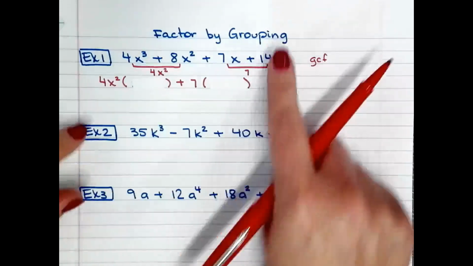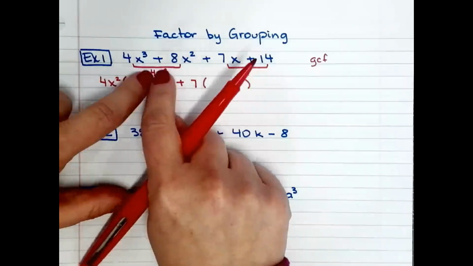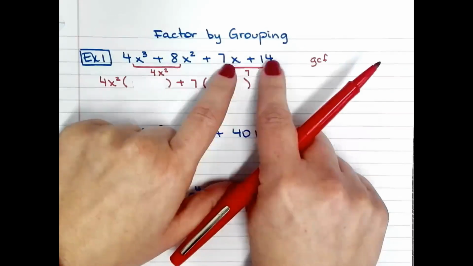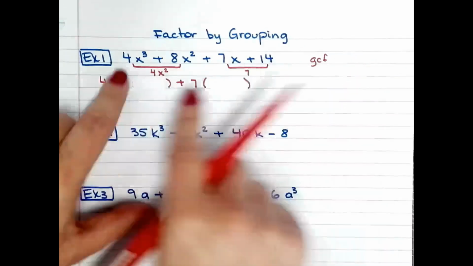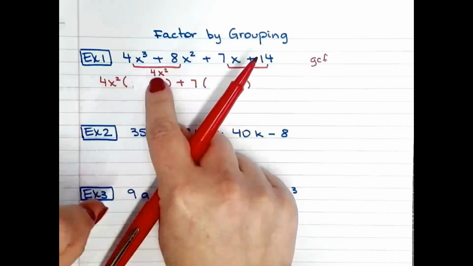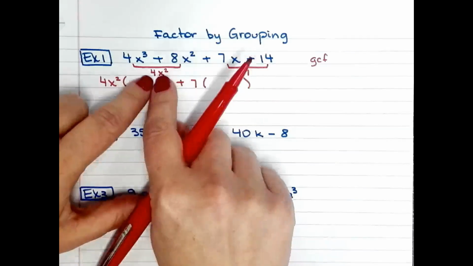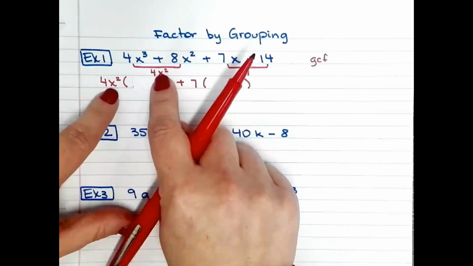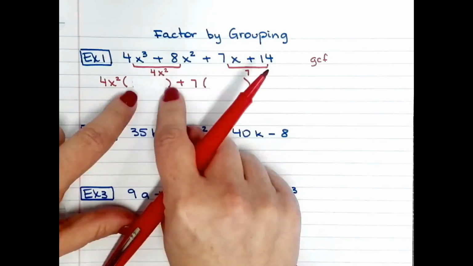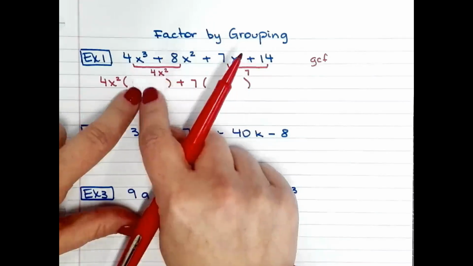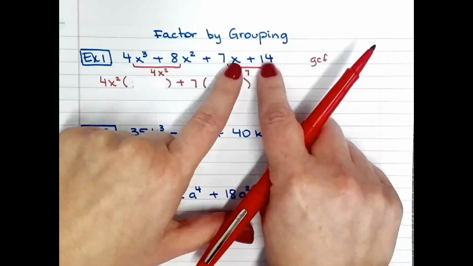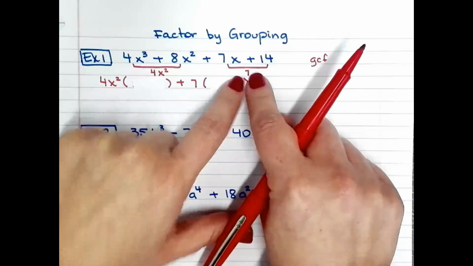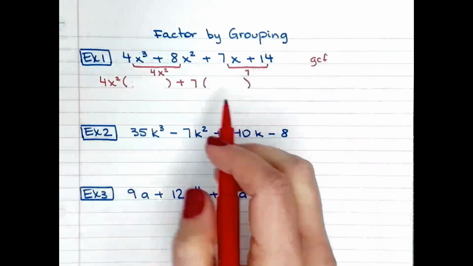Now, the grouping part, you're going to group these two together and find the GCF. And then you're going to find the GCF after grouping these two together. Okay? So the GCF for the first two is going to be 4x squared, because I can divide them both by 4x squared and still get a whole number. So the GCF goes right there in the front. And then in parentheses, you're going to put what you get after you divide them. Same thing right there. You group them together, find the GCF. The GCF between these two is going to be 7. That goes right there.